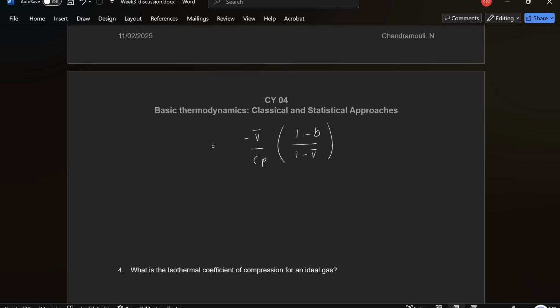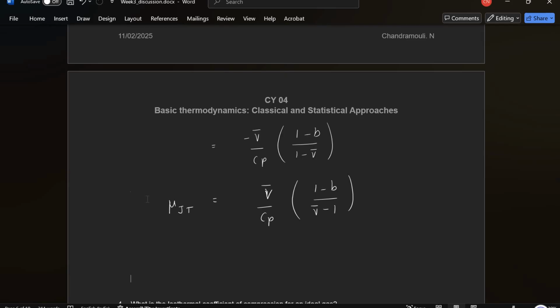Now one more thing that we need to do is simplify it one more step. mu JT is equal to V bar by Cp, 1 minus B by V bar minus 1. I'm just taking this negative sign inside and making this into V bar minus 1. Or we take minus 1 outside and then multiply, and the minus sign is going to go. So we have this much.